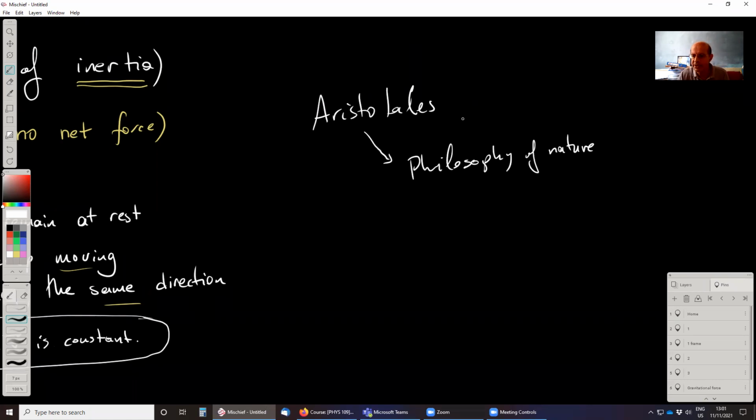Aristotle in Turkish is Aristo. There's also an old form. Yeah, the Greeks actually use these kinds of forms as well. I don't know.